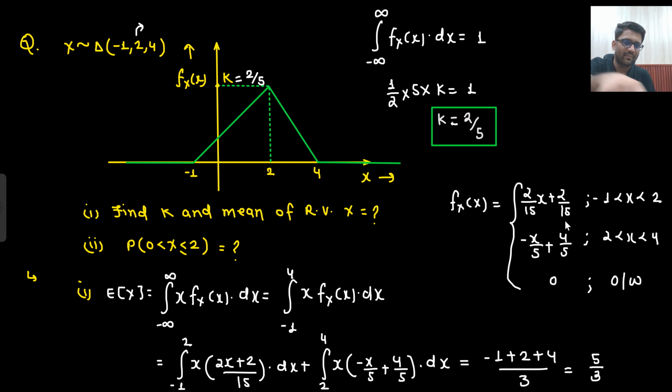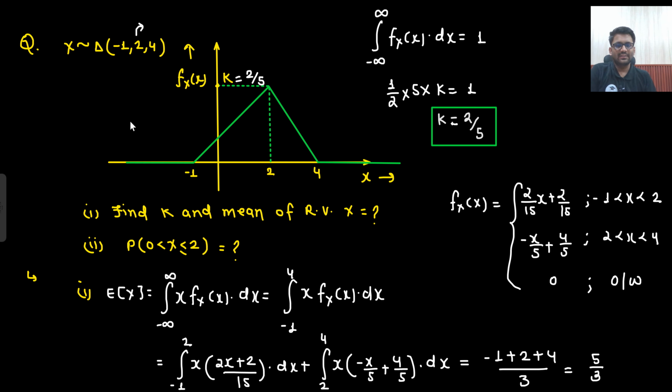What is the slope here? -1 by 5 x plus 4 by 5 would come, because at 4 this will give the value 0, and at 2 this will give the value 2 by 5, which is coming out to be here, and otherwise it is 0. So now the integration limit will be broken between -1 to 2 and then 2 to 4. So x into fx of x dx, and when you solve this integration, the answer would come a plus b plus c divided by 3. Answer would be 5 by 3.